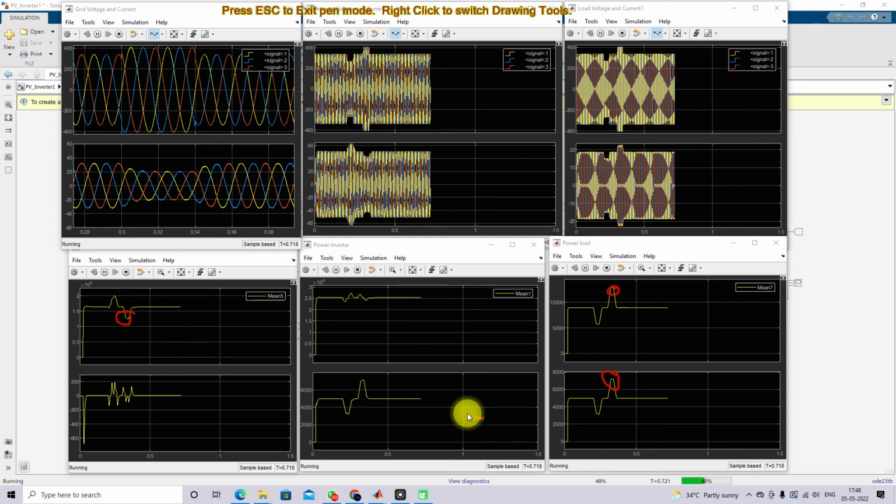During that condition also, the current nature will be maintained sinusoidal in the system because of the active current coefficient control concept in the grid tied solar PV system. So this is the working of harmonic mitigation in the grid tied solar PV system.